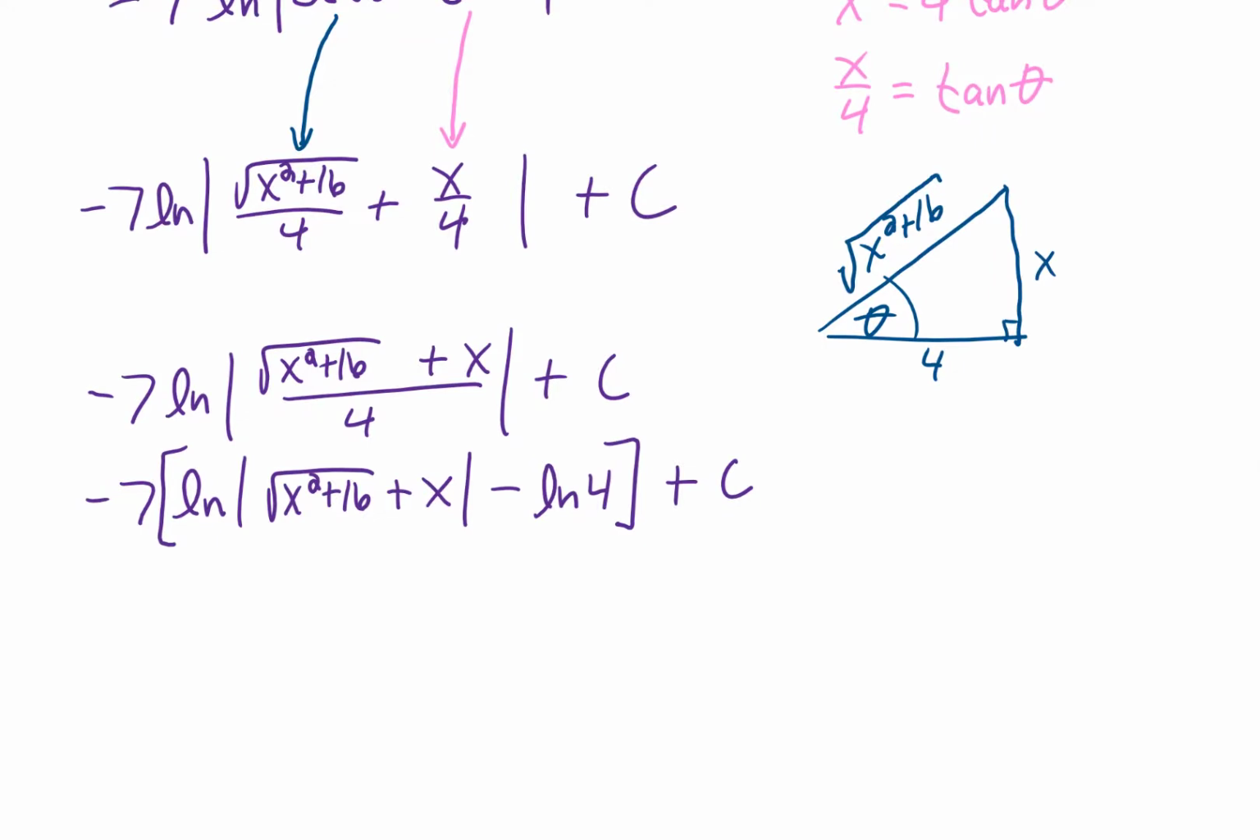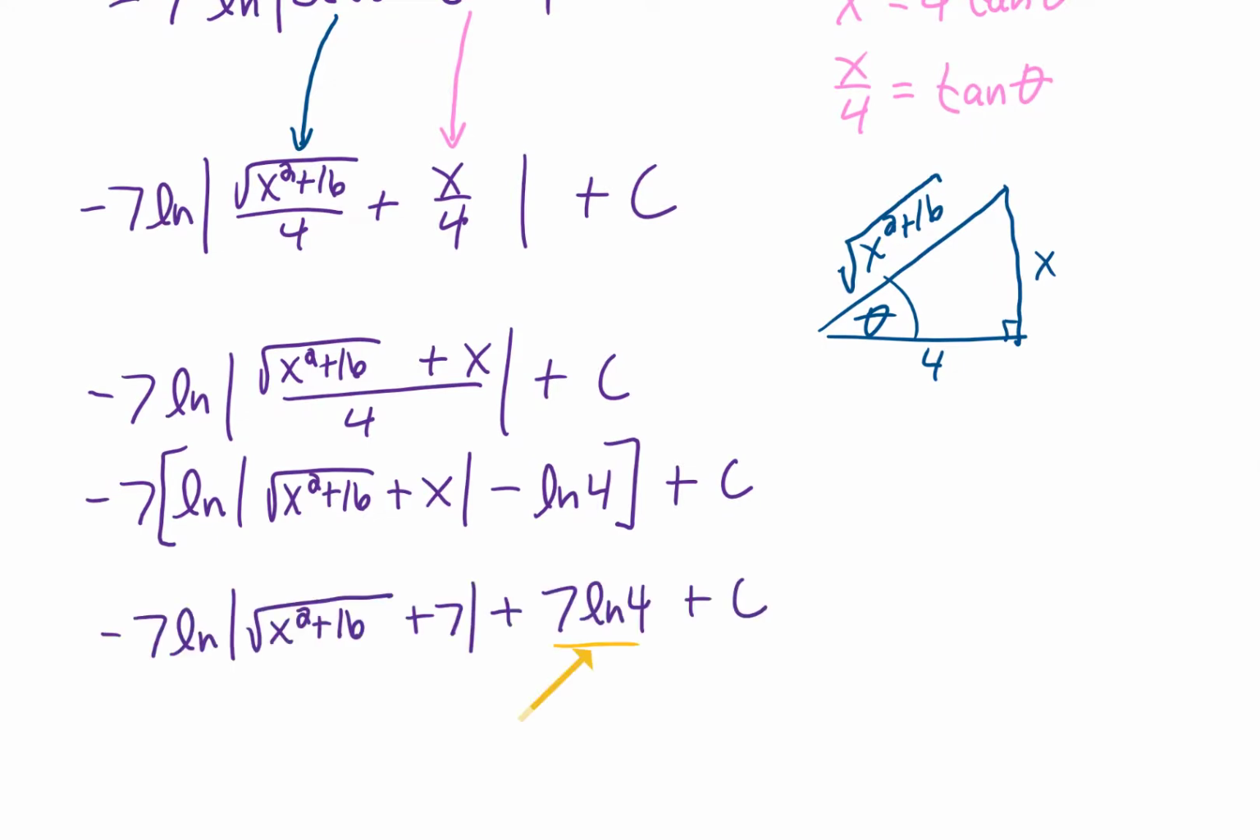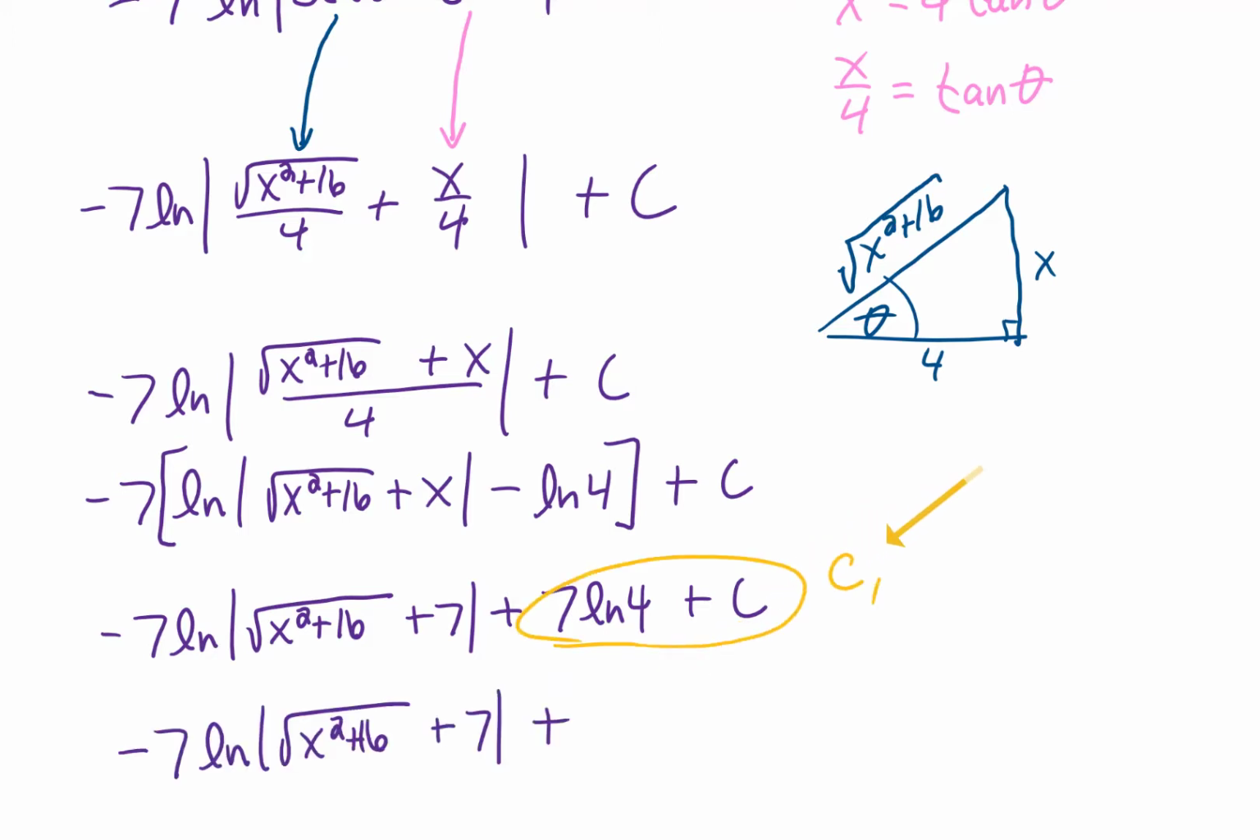Now, distributing the -7 through the parentheses, and if we recognize that 7 times the natural log of 4 is just a constant, and that this c is some unknown constant, if we add a constant to an unknown constant, we get another unknown constant. We could just call that c1 maybe. Doing that is going to give us our most simplified final answer, which looks like this right here.